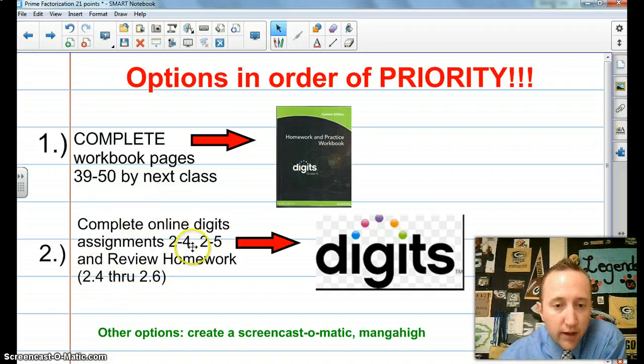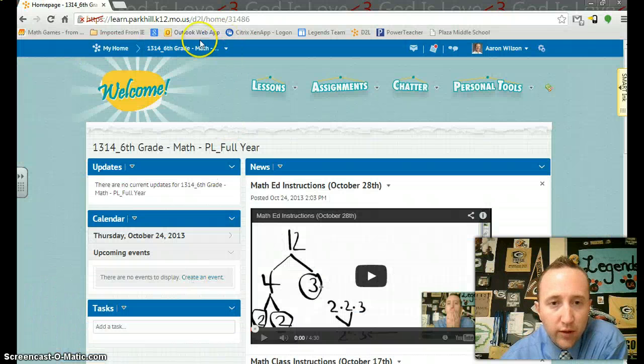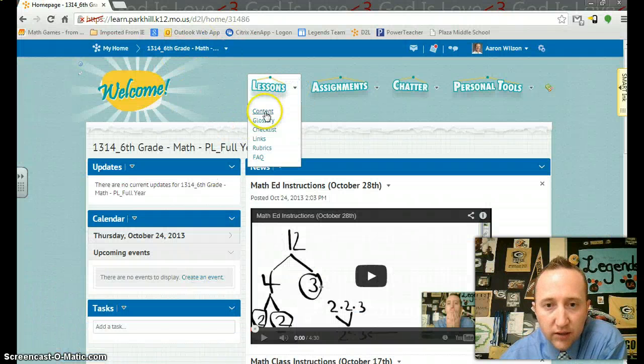Option number 2 is to complete the 3 assignments that are online on Digits going through PowerSchool. 2-4, which is all about finding the greatest common factor. 2-5 is the one I just went over on the distributive property. And then there's a review one, which is kind of like a study guide. And so if you get those things done, then the other options are create a screencast-o-matic video. You could go to Manga or you could go to D2L and work on the worksheets if you want to print those off. And keep in mind, those are always under lessons and content.